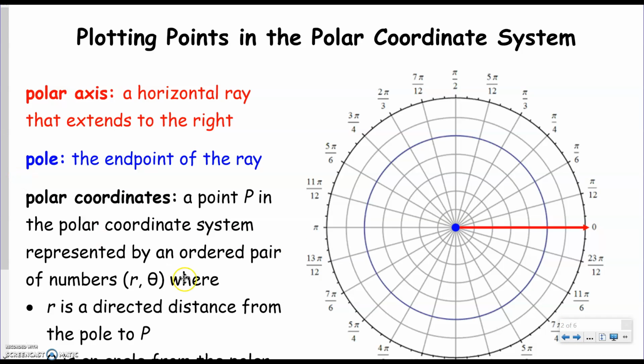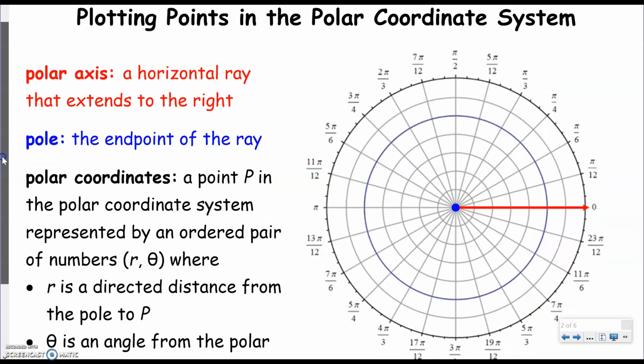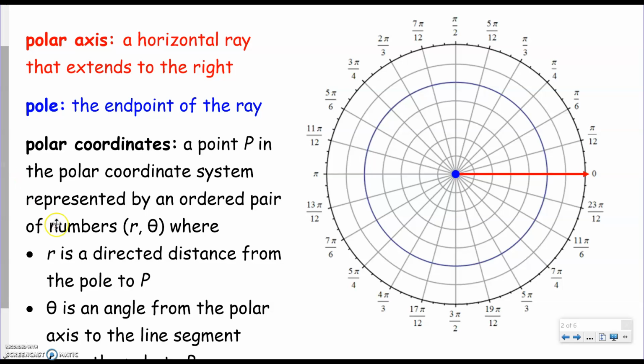A few things you need to know: when we're graphing in the polar coordinate system, it looks like the unit circle but extended out. So this would be your unit circle here where everything is 1, and then 2, 3, 4, 5. Angle measures are all the same, so you see those labels there. The polar axis is a horizontal ray that extends to the right from the origin. The pole is the endpoint of the ray.